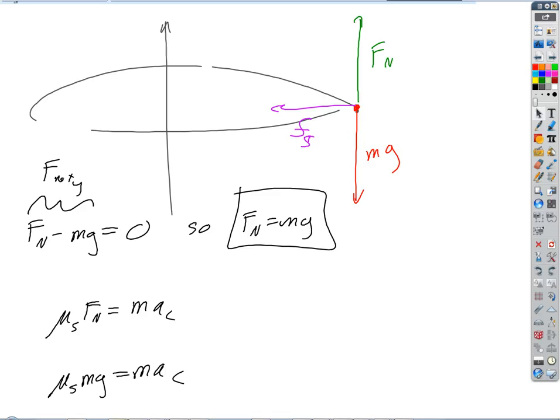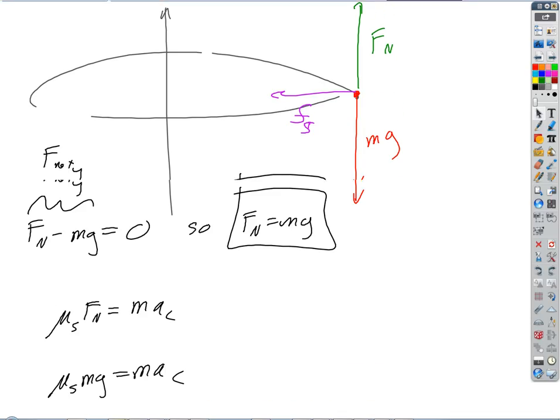Vertically speaking, the net force is zero. They cancel, so the normal force, minus mg because that's pointing down, has to equal zero, just like we've always done with a lot of these questions, which means that the normal force equals mg.